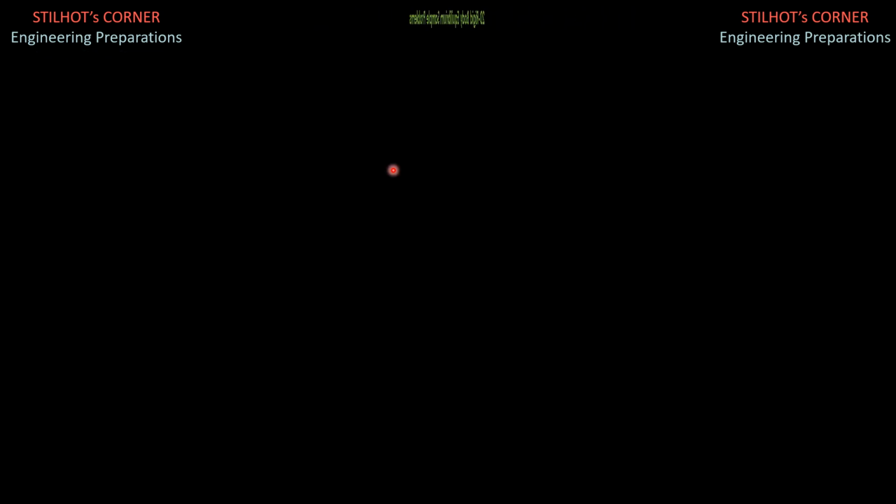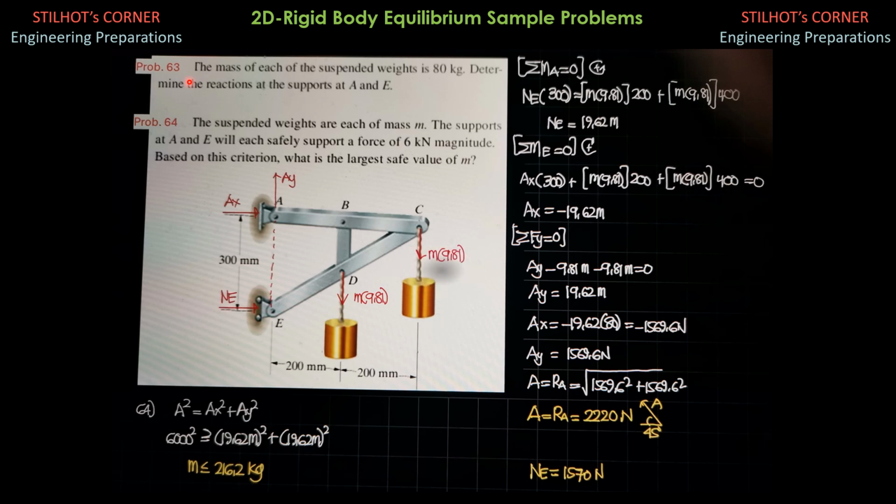So for this second problem, we have problem 63. The mass of each of the suspended weights is 80 kilograms. Determine the reactions at the supports at A and E. So this mass, when multiplied by the acceleration due to gravity, 9.81 meters per second squared, becomes newtons, m times 9.81. I just designate the mass as m because in the second part, it is n that is required, the safe value of n. And take note that n is 80 kilograms in problem 63.